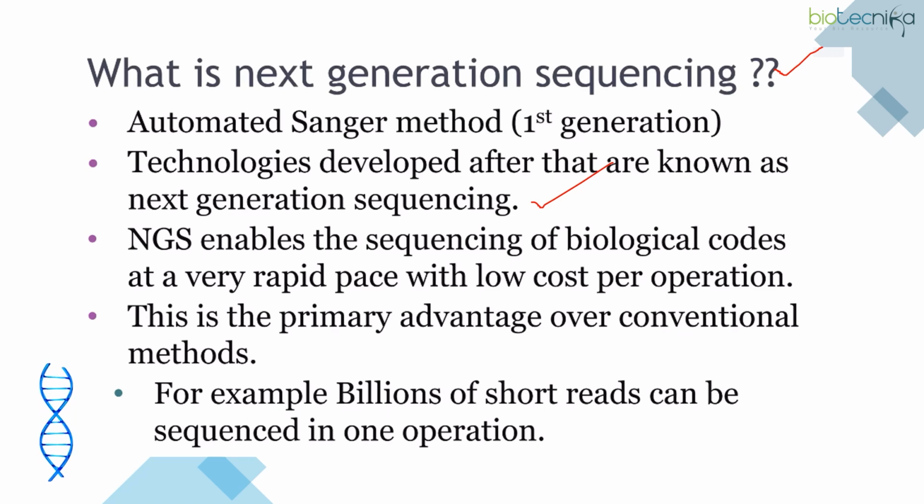So basically, NGS has enabled the sequencing of biological code at a very rapid pace and with the lowest cost per operation. Okay, that is one of the good significances of using next generation sequencing. So this is a primary advantage over the conventional methods. For example, billions of short reads can be sequenced in one operation. It's nothing but the fragments, right? What you are interested in, that can be sequenced in one set of operation. Billions of short reads can be sequenced. So that is one of the great applications of next generation sequencing.